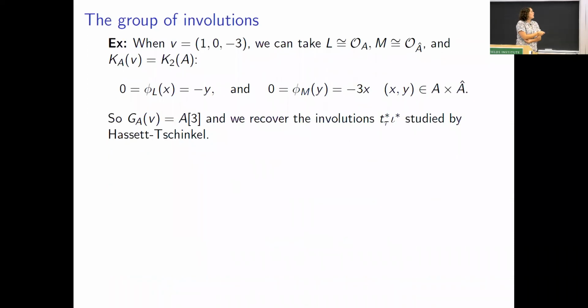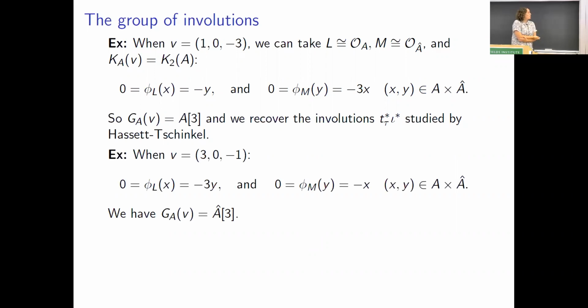Okay, so let me do a couple of examples for this subgroup. If I took the topological data 1, 0, minus 3, then this is exactly the data that gave back the generalized Kummer fourfold. So this is the standard case that Hasse and Schinkel were studying. If you look at the two equations in this setting, you can take the generalized Kummer fourfold to be the fiber over the structure sheaves of A and A hat, and you exactly get that the 3 torsion of A is what falls out. So this subgroup recovers the involutions that Hasse and Schinkel were studying in that case.